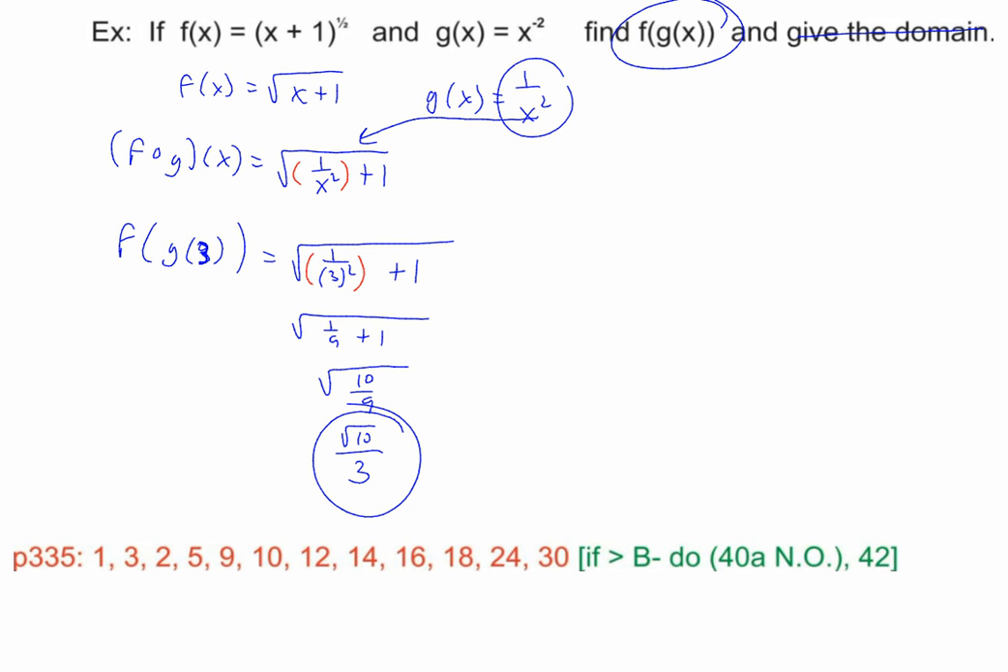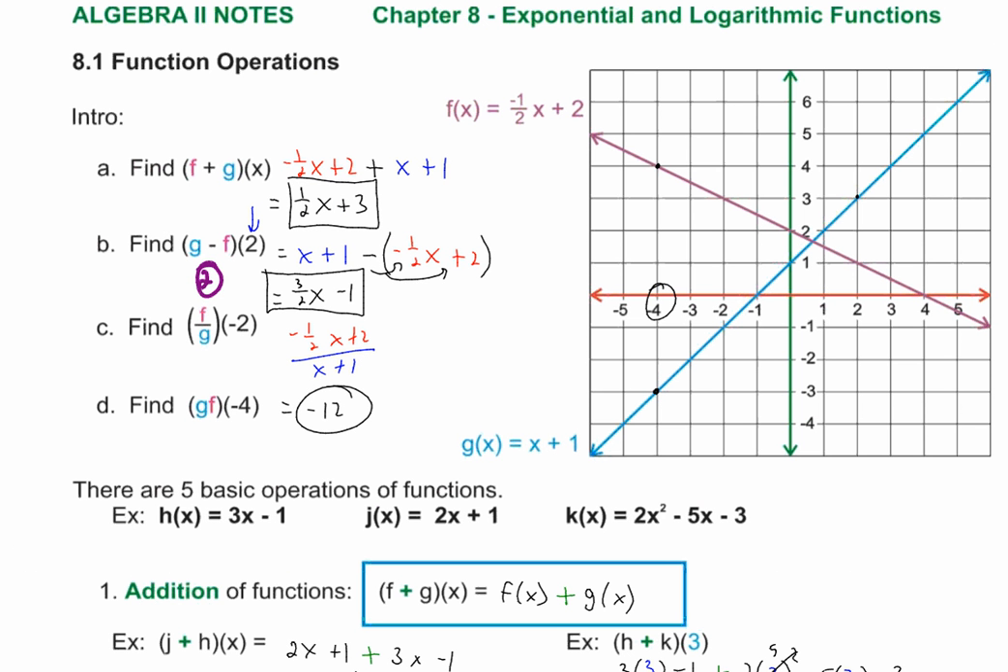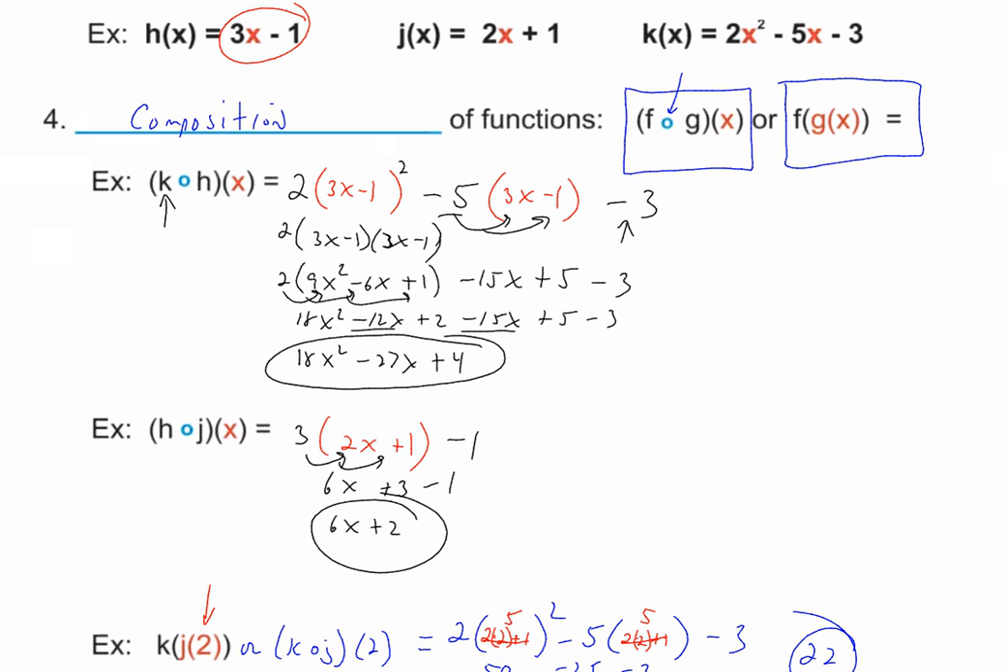All right. Functional operations. Adding the functions: for any given input, add the outputs. Subtracting the functions: any given input, subtract the outputs. Dividing the functions: any given input, divide the top output by the bottom output. Multiplying functions: any given input, multiply the outputs. That's the case. So we did all those, and then remember composition.